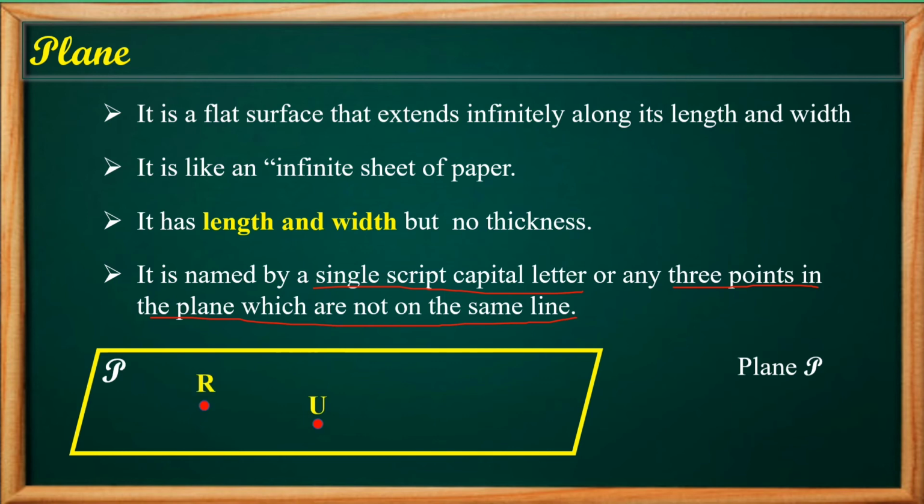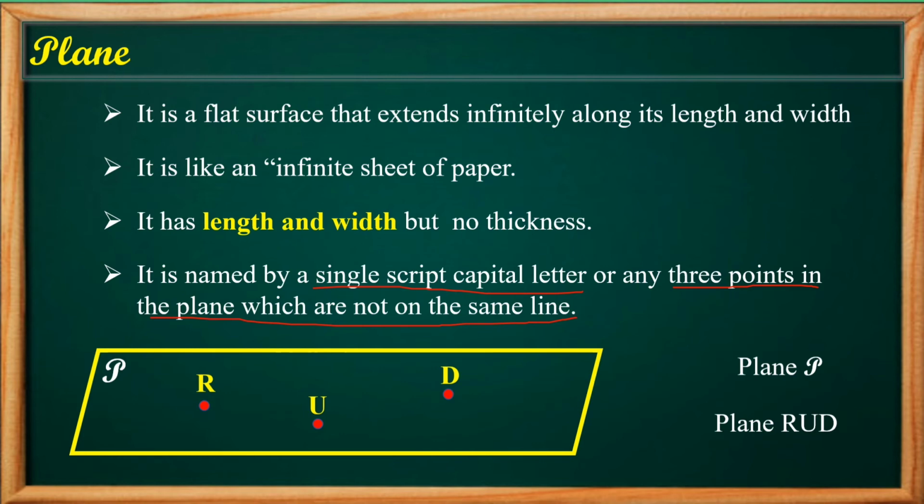Example, we have here point R, point U, and point D. Okay, try to observe. This line, hindi siya nagpo-form ng straight line. Di ba? Hindi siya nagpo-form ng straight line. Pwede natin siyang gamitin in naming that plane. Okay, that plane is plane R-U-D.